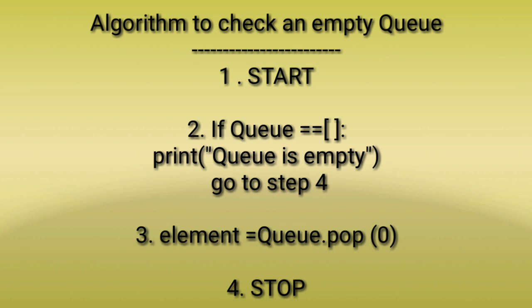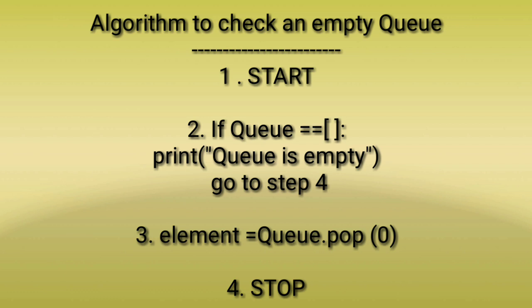Pop is used for what? Deletion. We already discussed append is used for insertion. Pop is used for deletion of an element from a queue. Element equal to queue dot pop of 0. Pop of 0 means, as we already discussed, removing the element from the front end of a queue. Deletion will start from the 0th position. First in first out, the first inserted element will be removed first or deleted first.